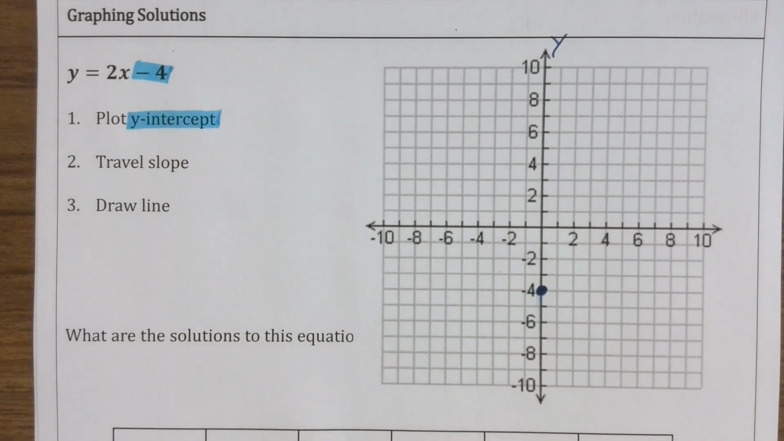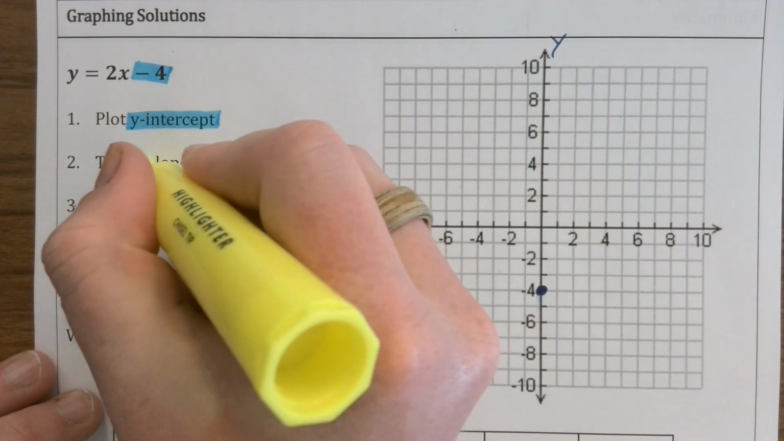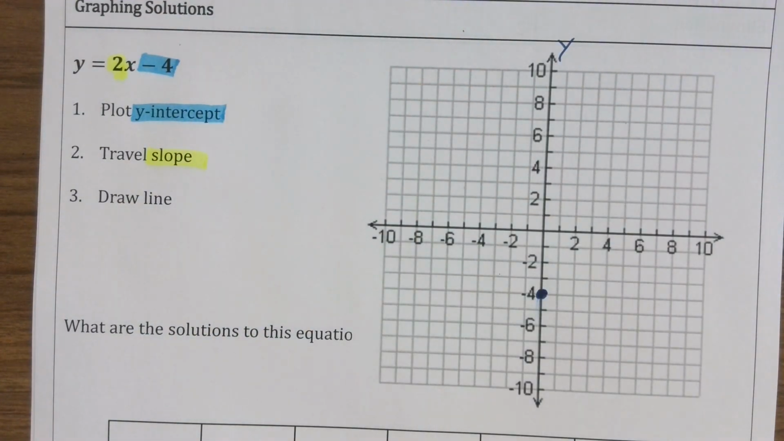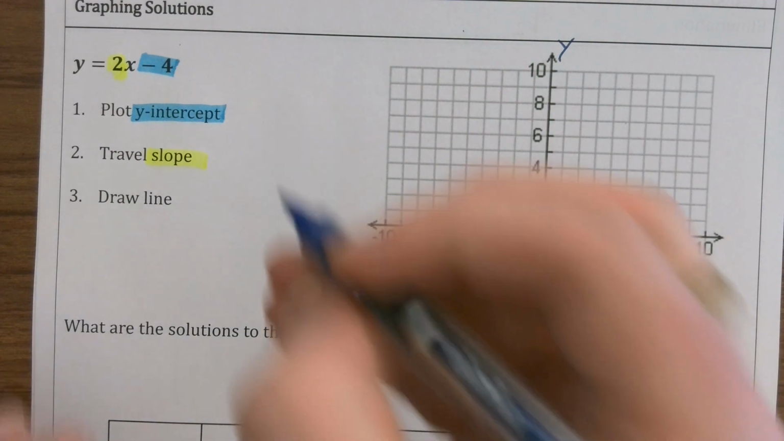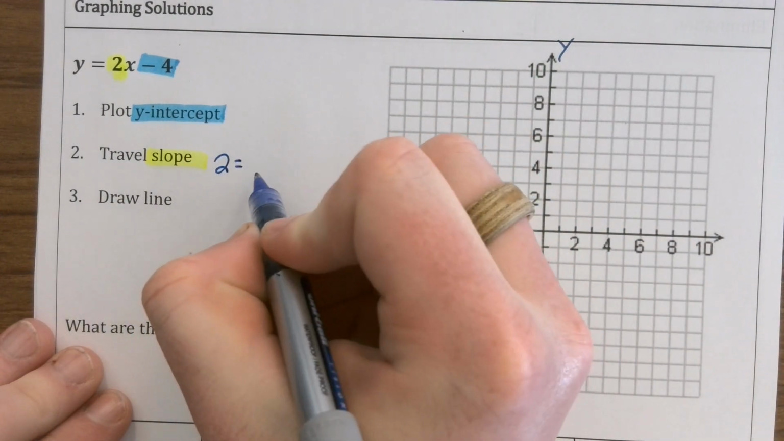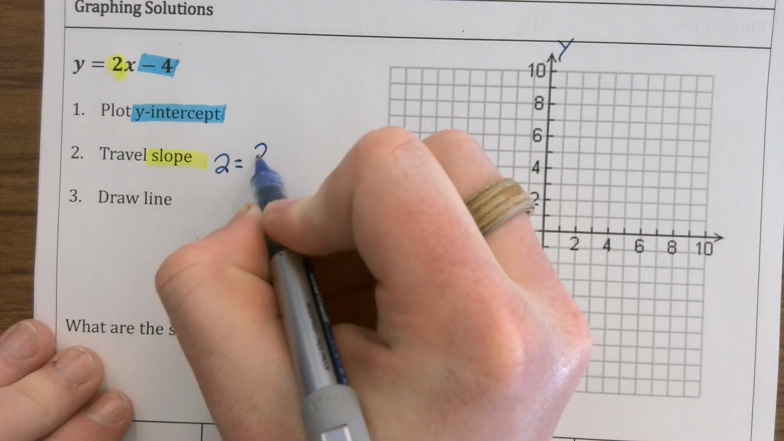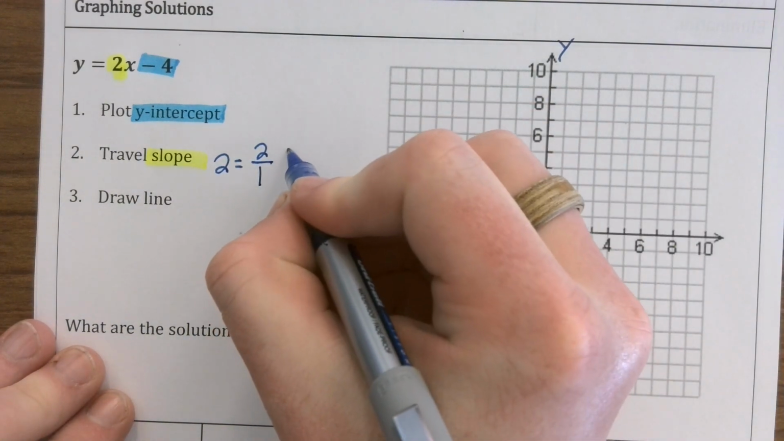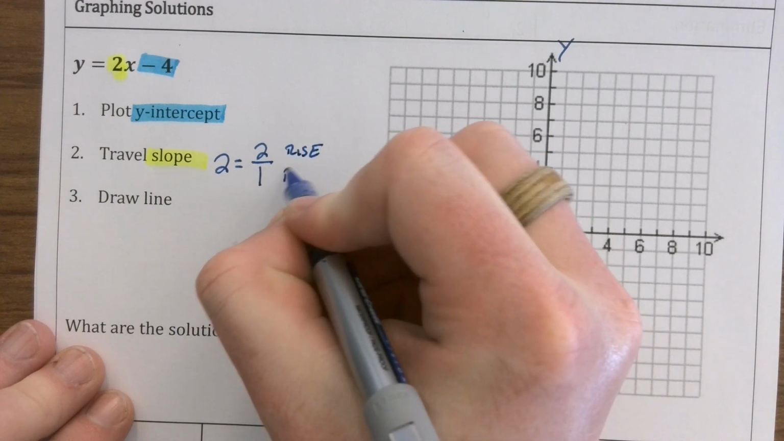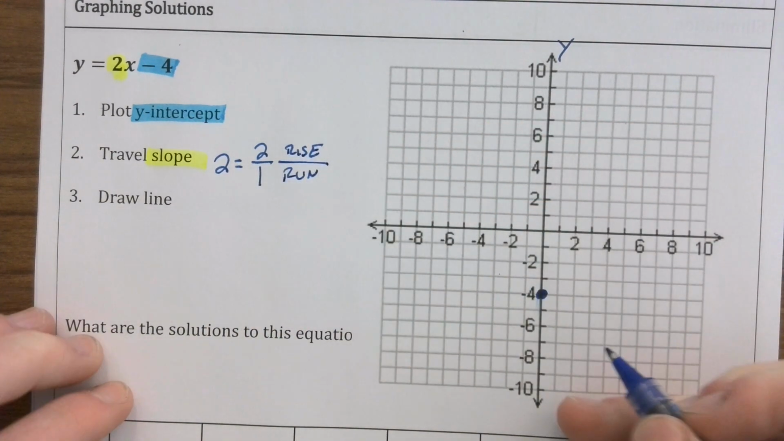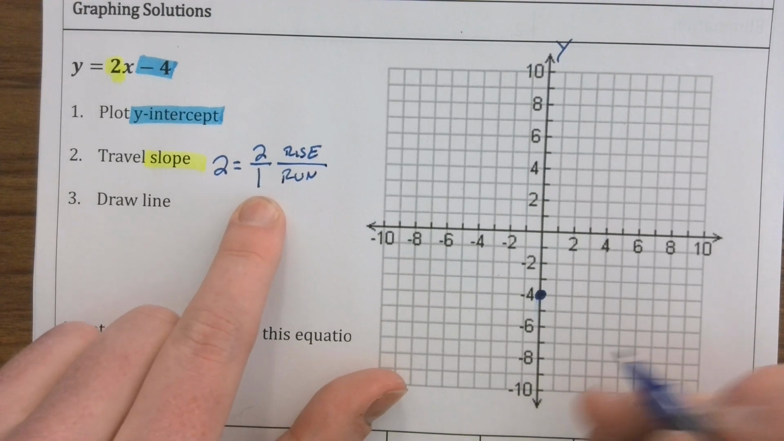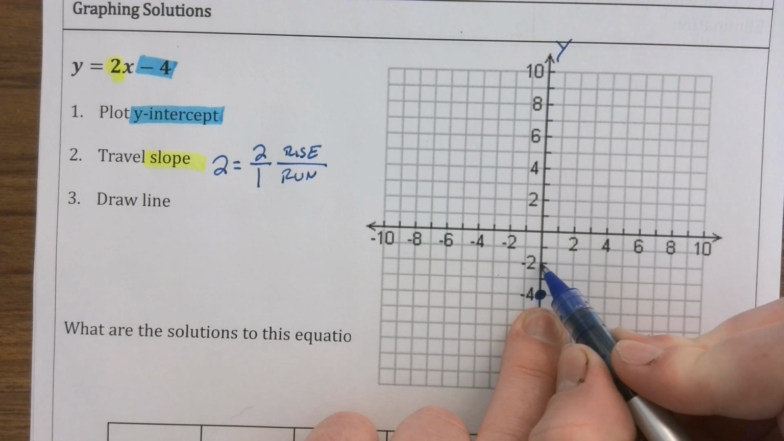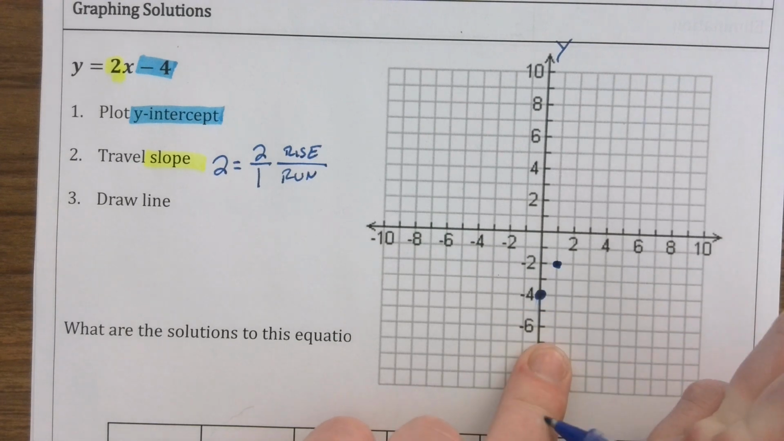Next, we need to travel our slope. I'm going to highlight our slope in yellow. Our slope is this 2 right there. What that means is that we are going to travel up 2, and over 1. Remember, we have our rise over our run for our slope. So up 2, over 1. So I'm going to start here. I'm going to go up 2, 1, 2, over 1, 1, boom. Here's my next point.